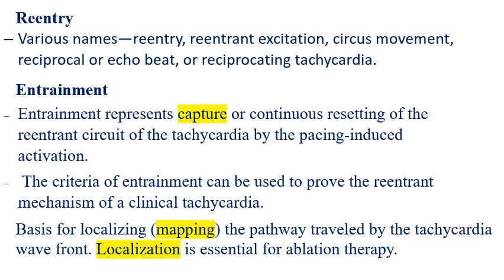Entrainment represents capture or continuous resetting of the reentrant circuit of the tachycardia by pacing induced activity. We stimulate the heart by progressive repeated impulses at a rate faster than the tachycardia present. It captures the tachycardia, which is called entrainment. This helps in the delineation and localization of the site of the arrhythmia. The criteria of entrainment can be used to prove the reentrant mechanism of clinical tachycardia. It is the basis of localizing and mapping the pathway traveled by the tachycardia wavefront. Localization is essential for ablation. So entrainment is one of the methods of mapping the site of the arrhythmia.